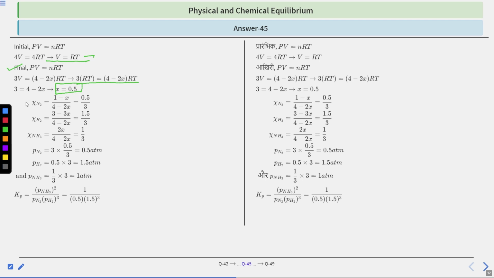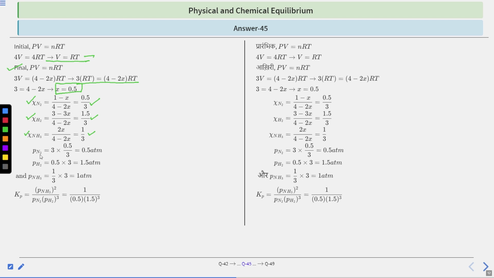Now we can find out the mole fraction of nitrogen, which is the moles of nitrogen divided by total moles in the solution. So 1 minus x divided by 4 minus 2x, and on putting x, we have mole fraction of N2 is equal to 0.5 by 3. Similarly, mole fraction of H2 is 1.5 by 3, and mole fraction of NH3 is 1 by 3.